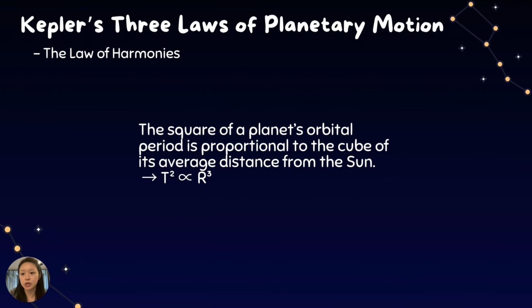The third law shows that the square of a planet's orbital period is proportional to the cube of its average distance from the Sun. In short, farther planets take longer to orbit. This law connects time and distance in a very clear way.